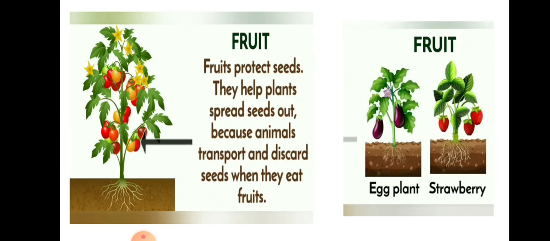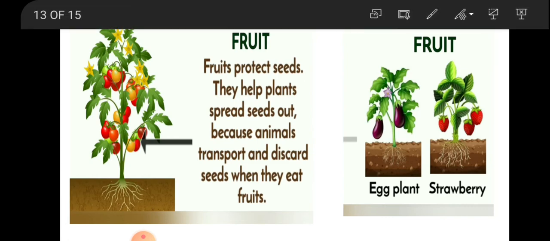These are the fruits. Now what does the fruit do? The fruit protects the seed. Okay, this is a repetition. They help the plant to spread the seeds out because the animal transports and discards the seed when they eat the fruit. So examples of the fruits are the eggplant, that is brinjal, which you call baingan. It is called the eggplant, or the strawberry.